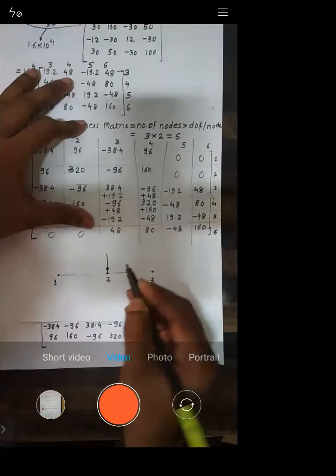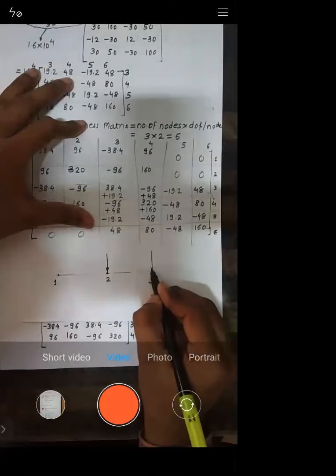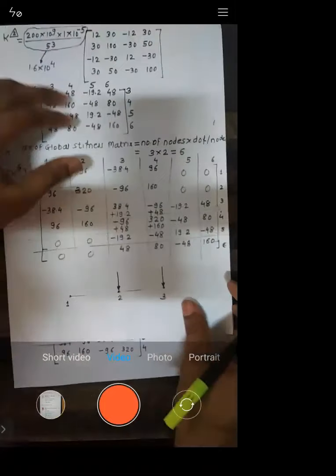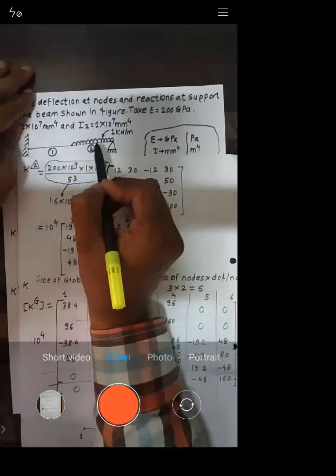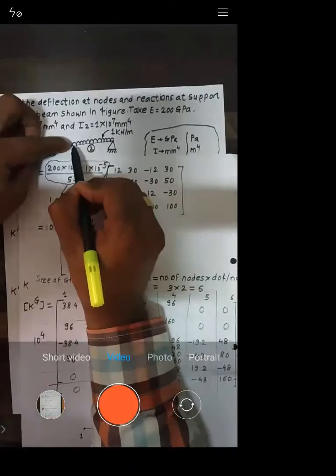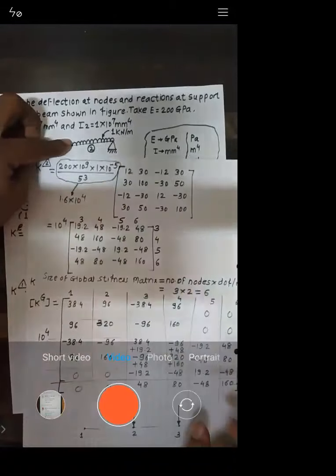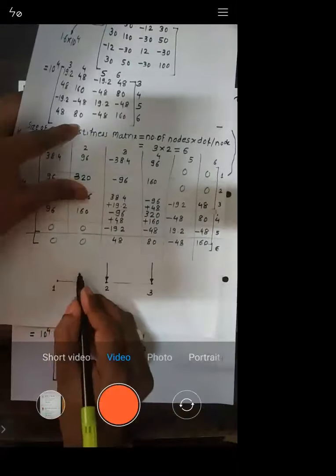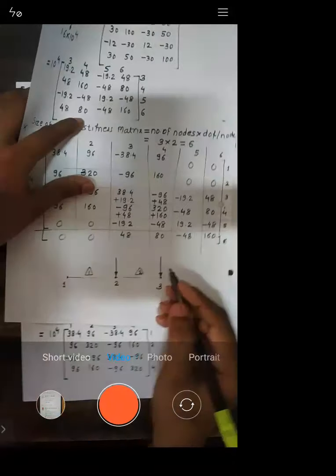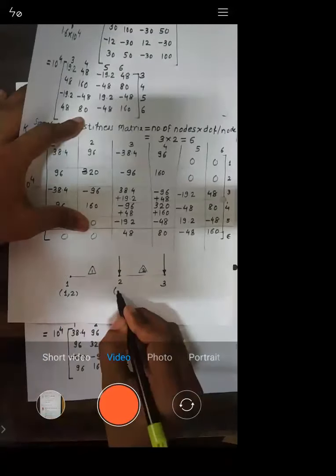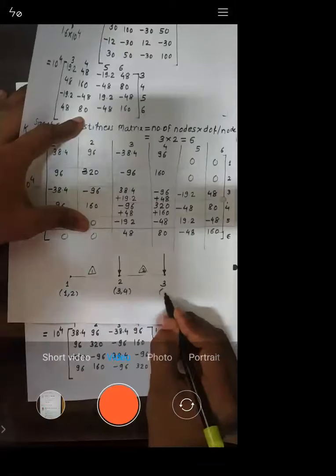So out of 5,000, half the load will be distributed at this node, and half the load will be distributed at this node. Try to understand. Let me write down here. This is element number 1, this is element number 2. For element number 1, how many degrees of freedom are there? 1, 2. For element number 2, 3, 4. And for element number 3, these are 5, 6. Try to understand, this is very important.